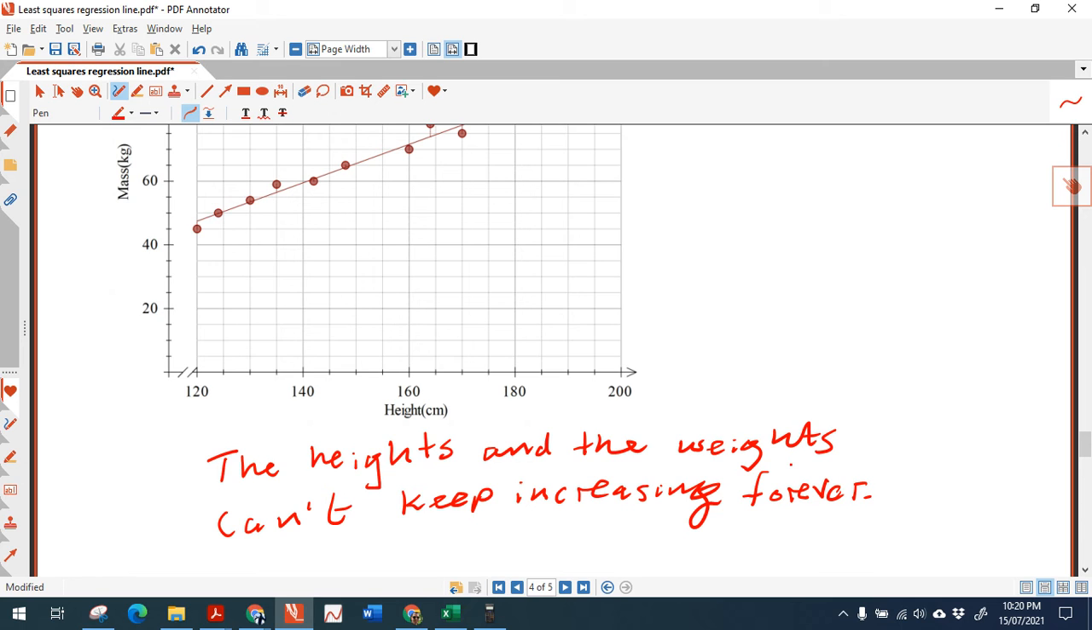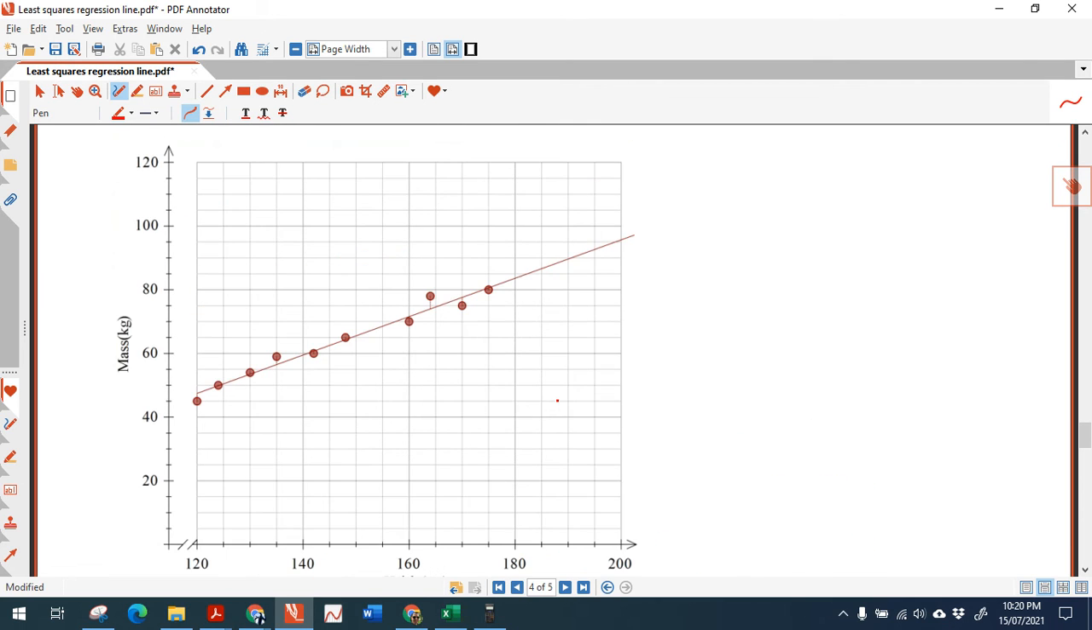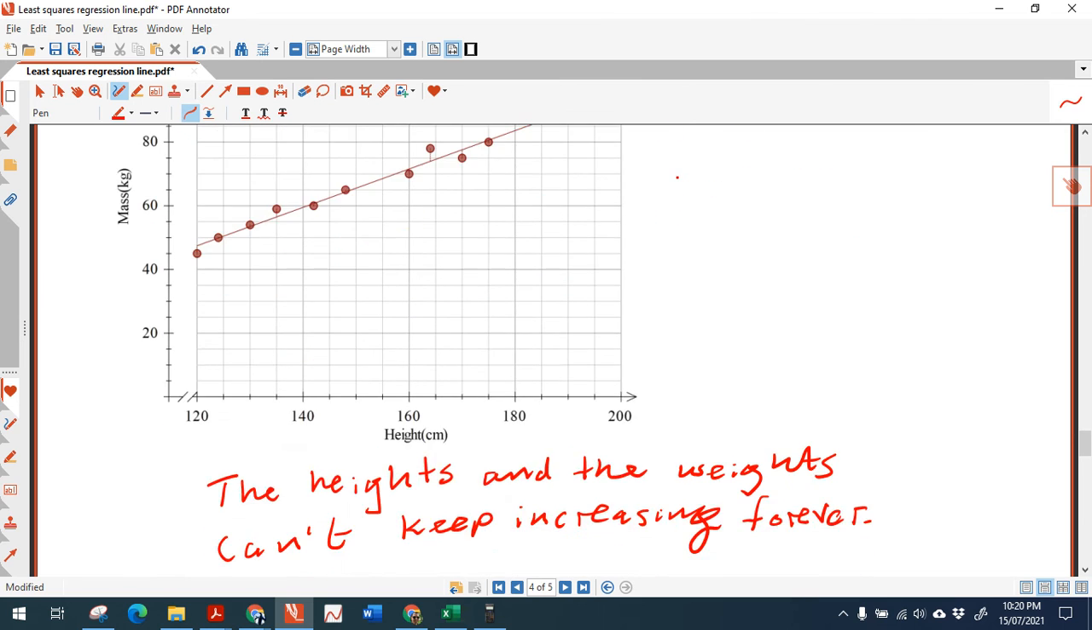All right. Now, when we say they can't keep increasing forever, it is possible that there is someone on that line. I could extrapolate and say, yep, there's a human being who is this tall and this heavy. But, if I keep extending that line there, maybe it's getting a bit much to think there's going to be someone who's 300 centimetres or 280 centimetres. So there is some limitation to that model.